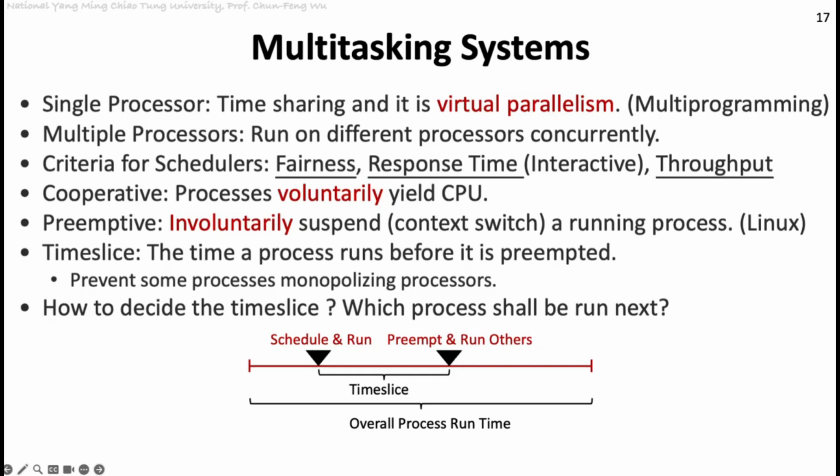All right, so let's come back. There are several questions, so let me answer one by one.